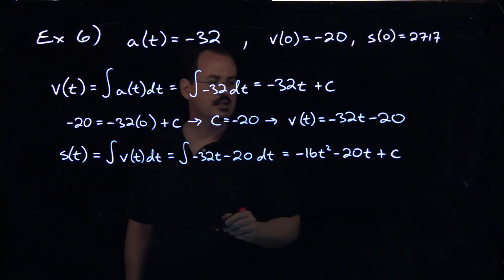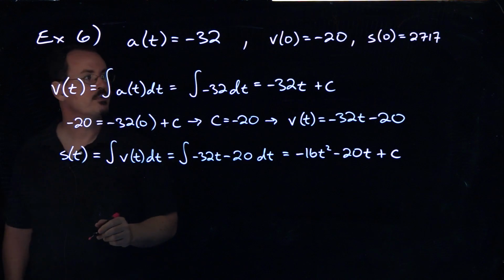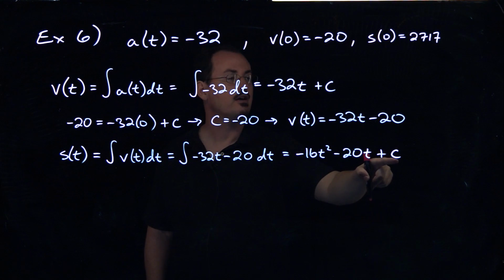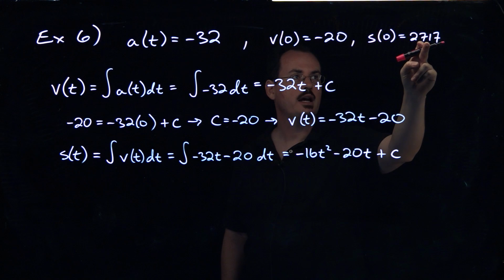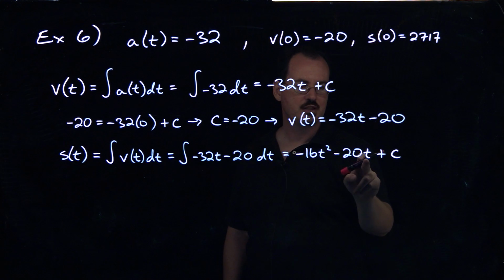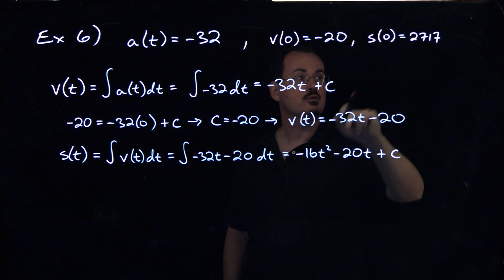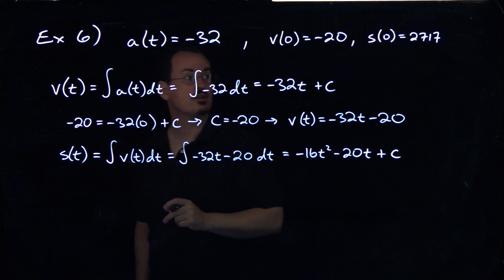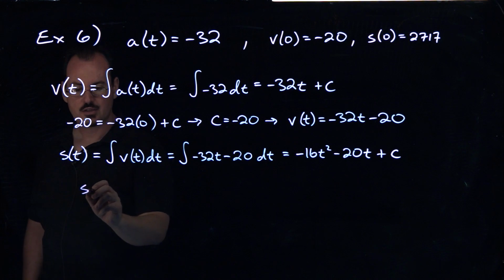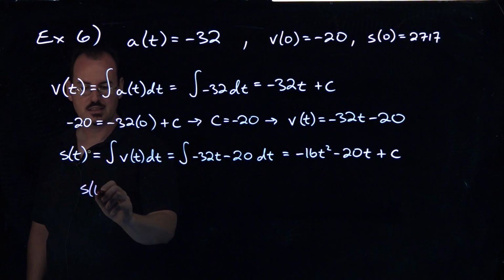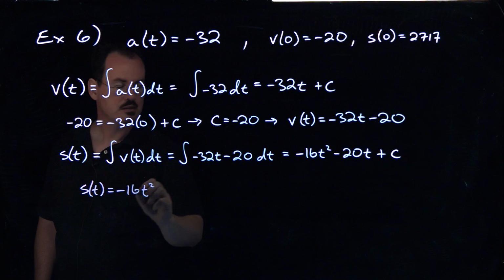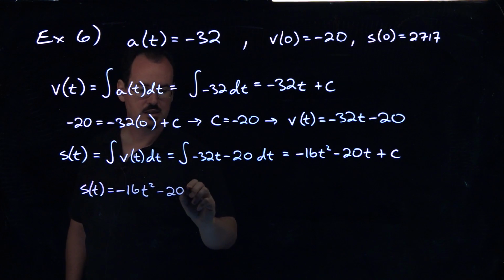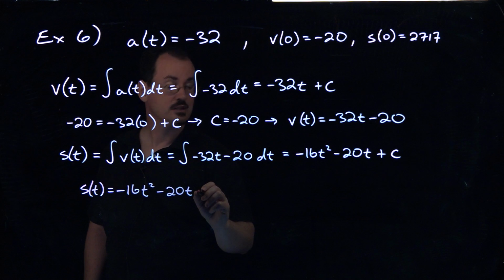So just like we saw last time, to figure out what this c is, I know that when t was 0, the initial height was 2,717. So again, if I plug zeros into here and have this set equal to 2717, that's going to tell me that that c is going to be equal to 2717. So s of t is actually minus 16 t squared minus 20t plus 2717.